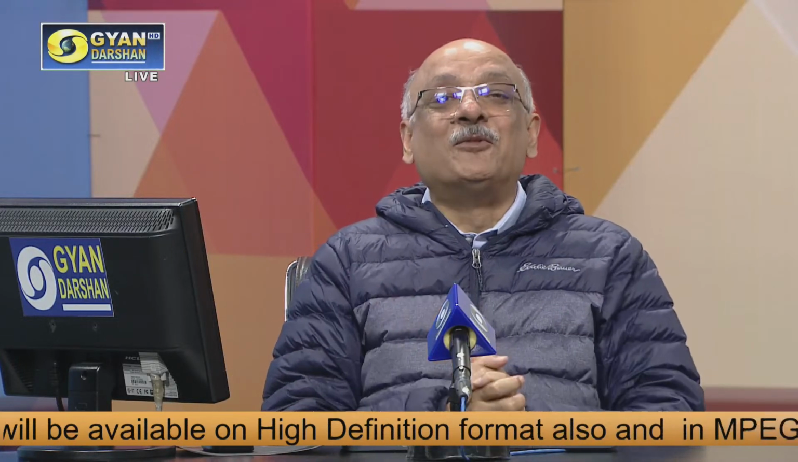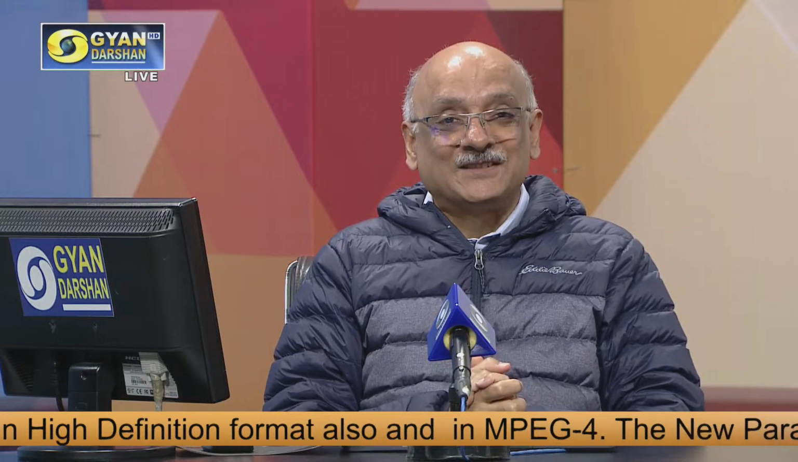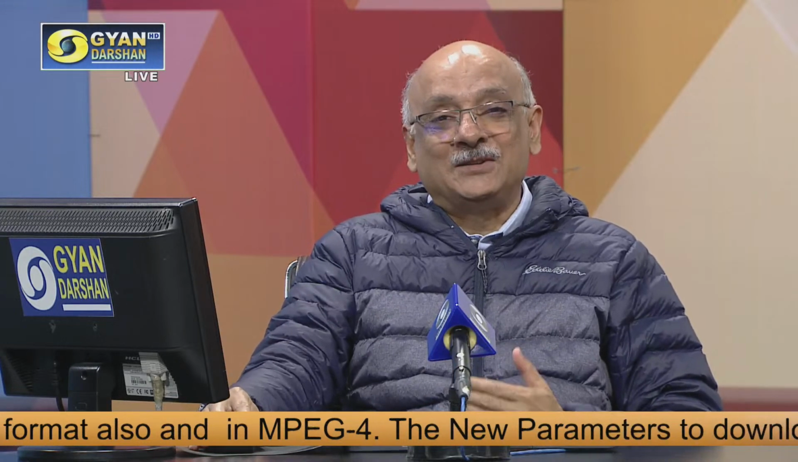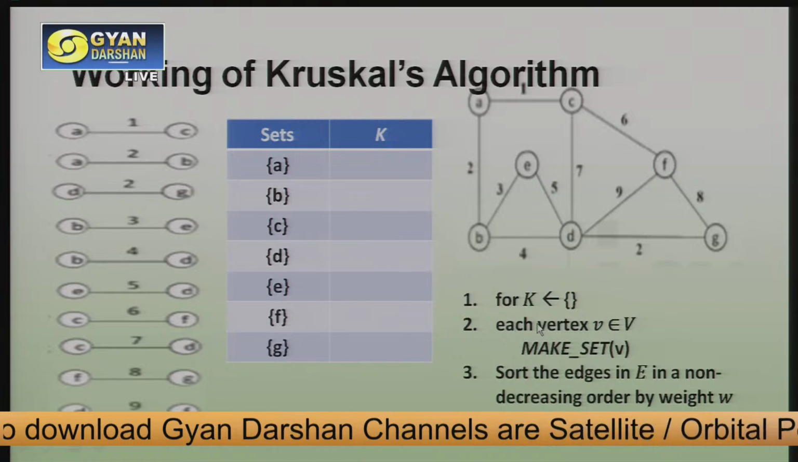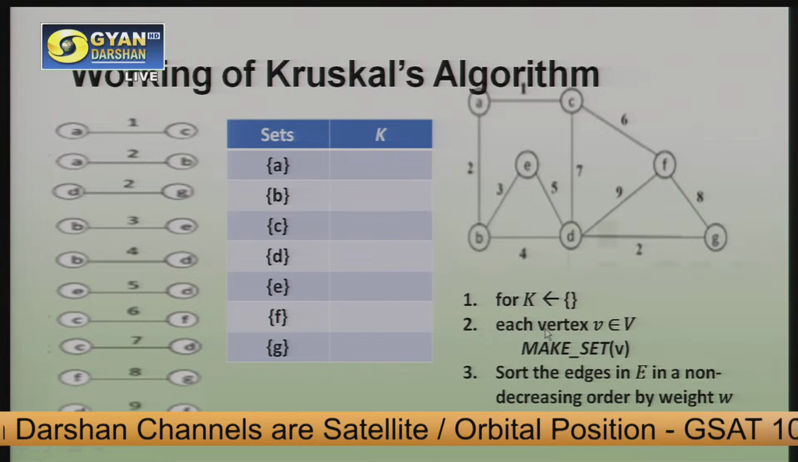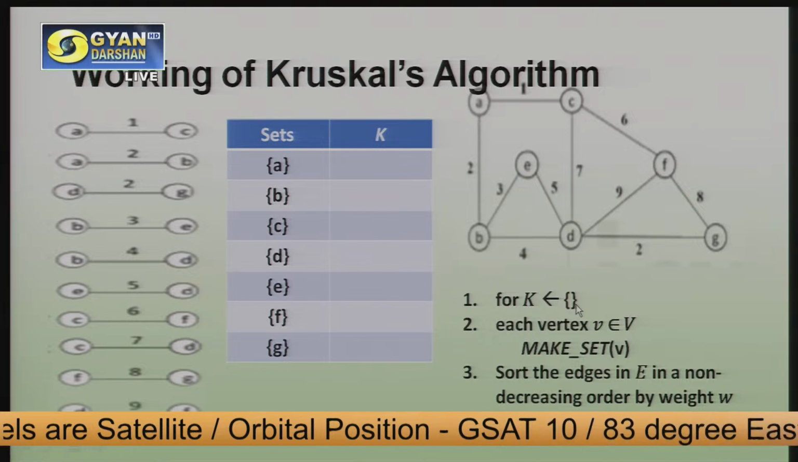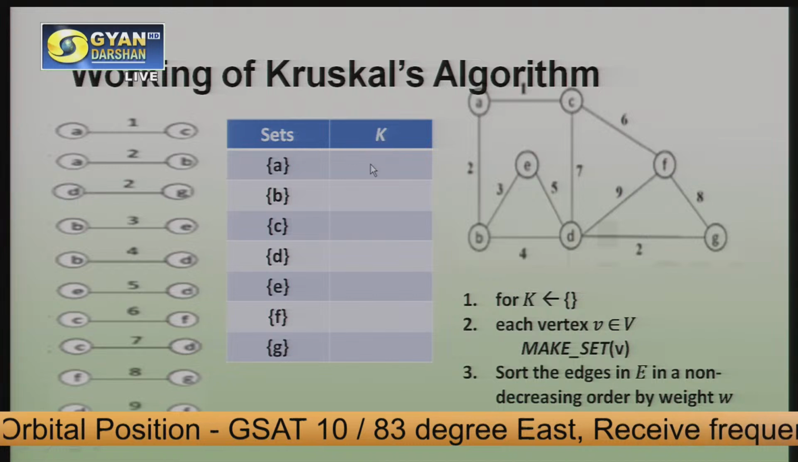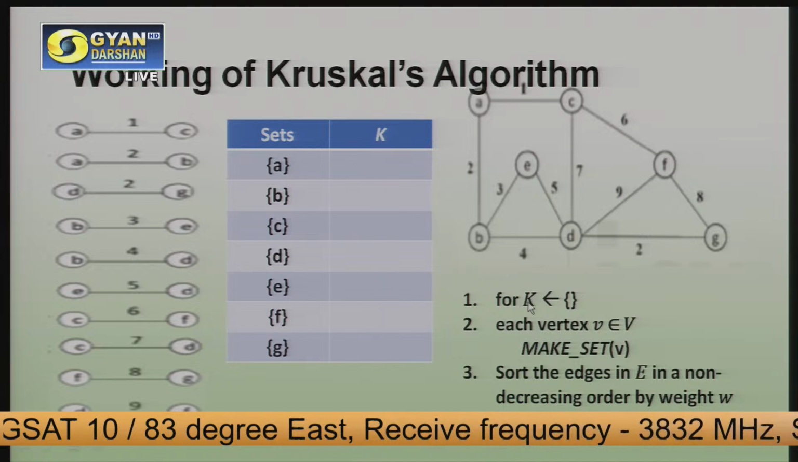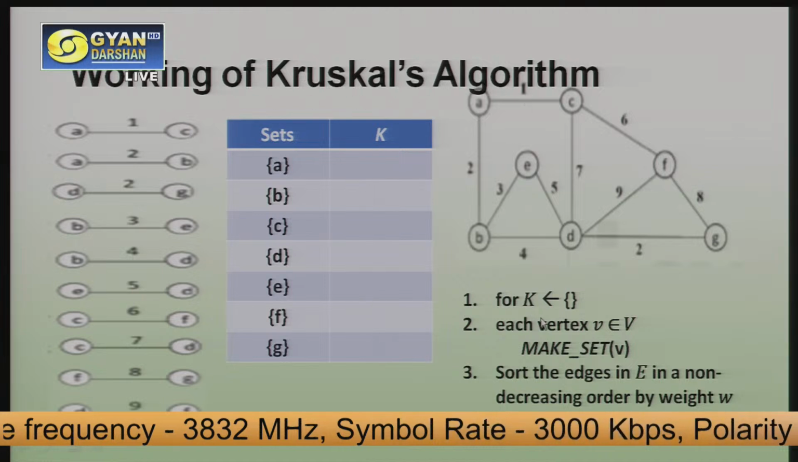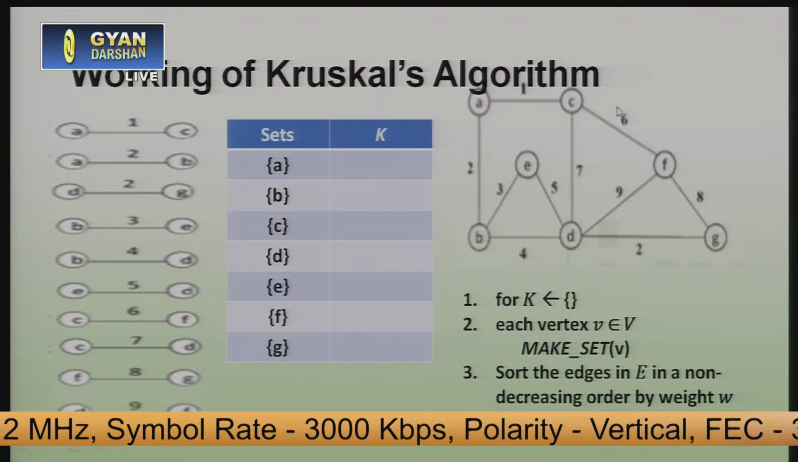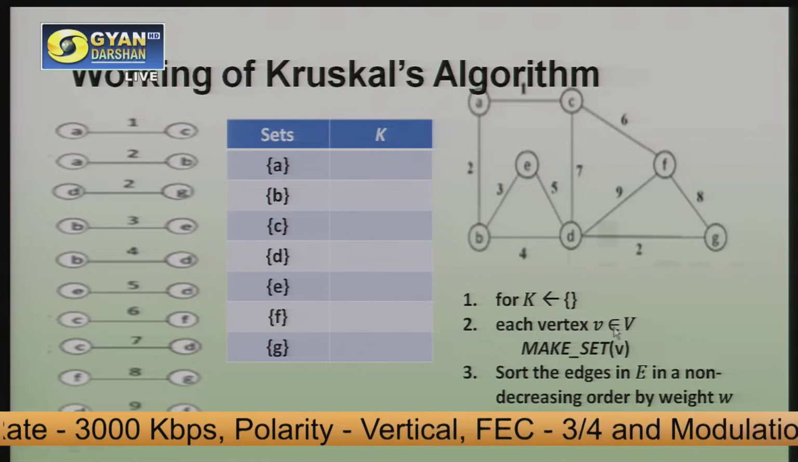The algorithm looks simple, but how exactly does it work? That is very, very important for us. Well, let's look into the working of Kruskal's algorithm. So this is our tree. Now the first three steps, as you were with me: K is initialized as null. So you can see in the set K, there are no edges listed over here. K is the set of edges which forms the minimum cost spanning tree.